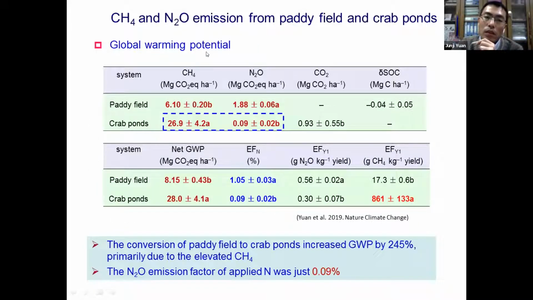So when we combine methane, N2O, and carbon dioxide, we can see that this conversion has increased the net global warming potential by about 245%. But for N2O, the emission factor of the input nitrogen is much lower, lower than 10%. So actually, this system is not a hotspot for N2O emission.